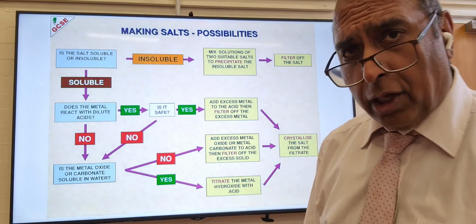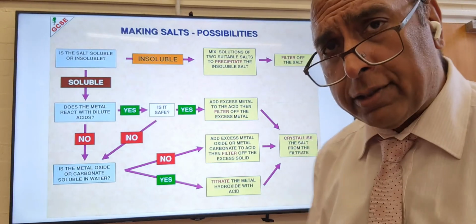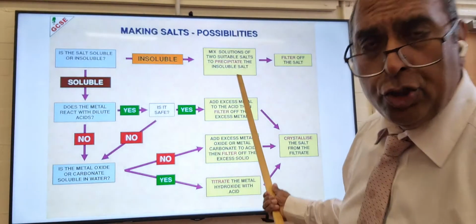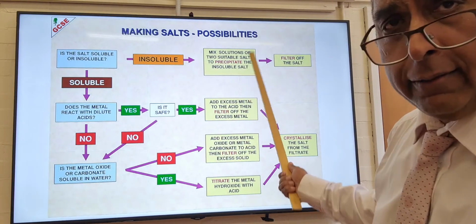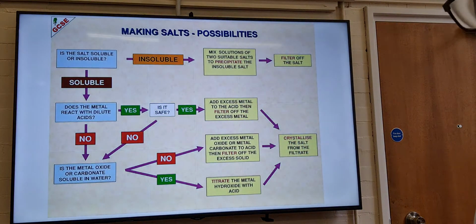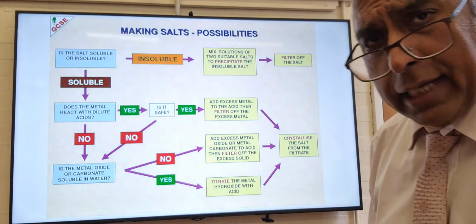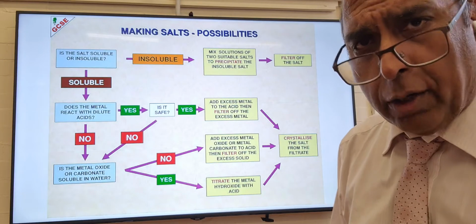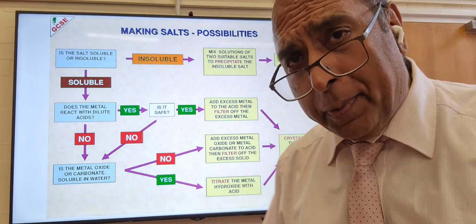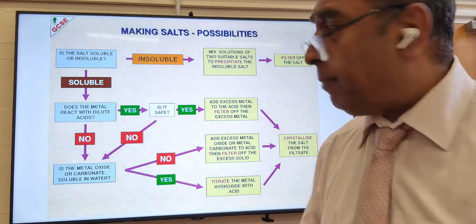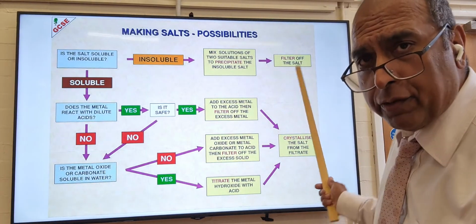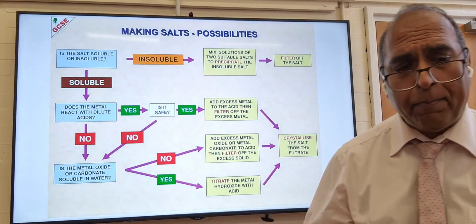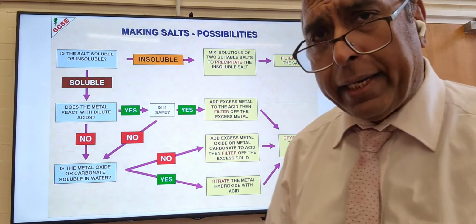The ones that don't dissolve, the insoluble salts, this method is done by mixing together two soluble salts in solution. As a mixture, they will make the insoluble salt we want. As a precipitate, it will be formed and we'll filter and separate off the salt. Out of the three methods, it is the simplest method of making salts.